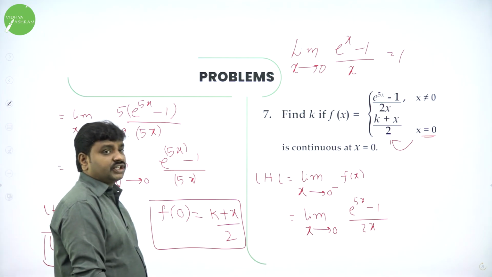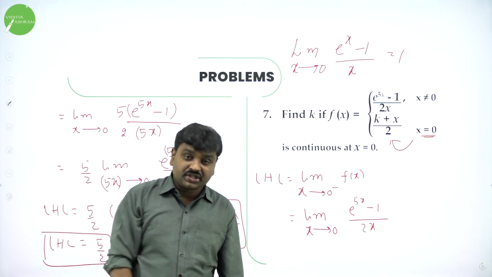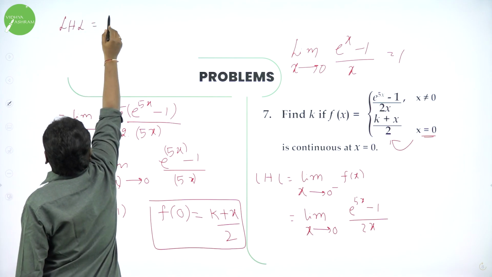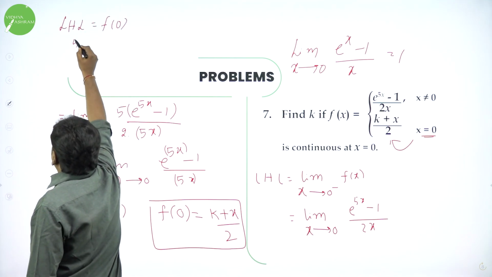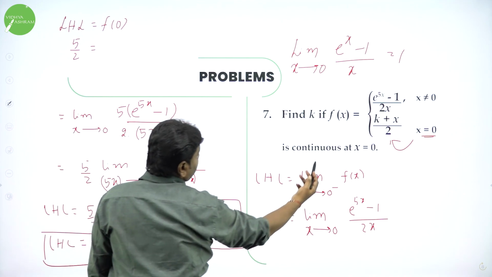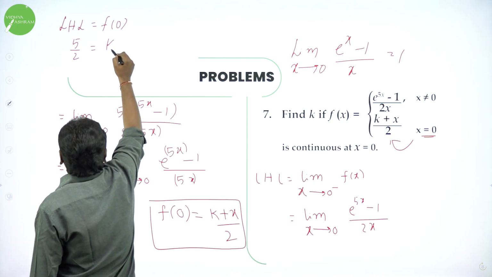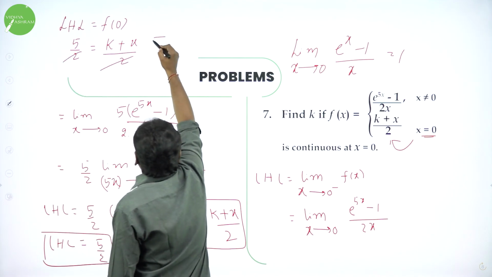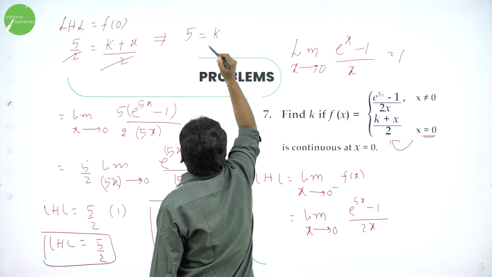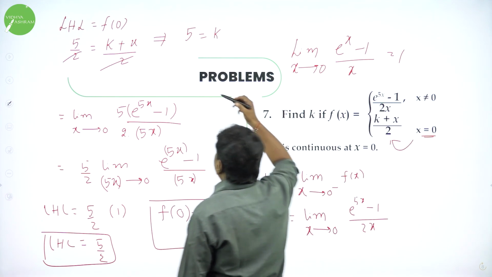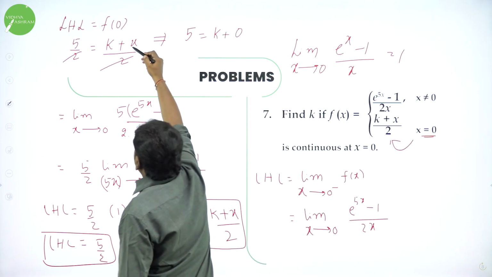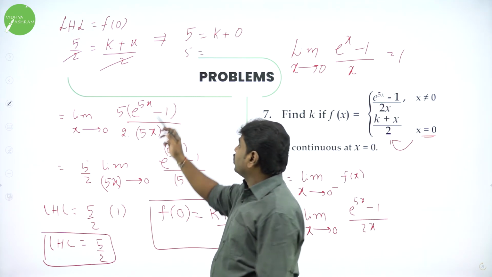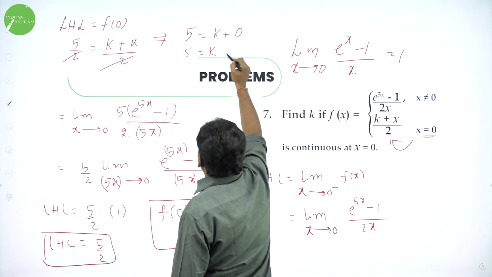If a function is continuous, then LHL, RHL and f of 0 are all the same. So I can take the LHL and f of 0, both are the same. What is the LHL? We got 5 by 2. And f of 0 is k plus x by 2. X means, 2 cancels. That implies 5 is equal to k plus x. At x equal to 0, in the place of x put 0, so k plus 0. Why? Because the function value when x is 0 can be written right here. So 5 is equal to k, or k is equal to 5.